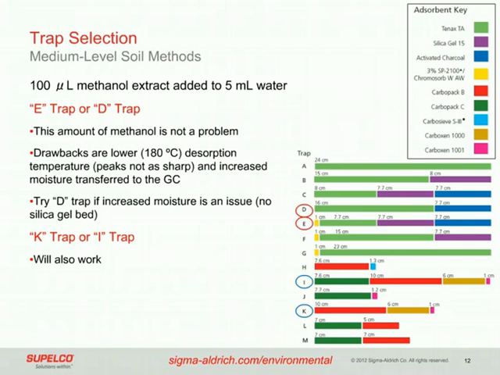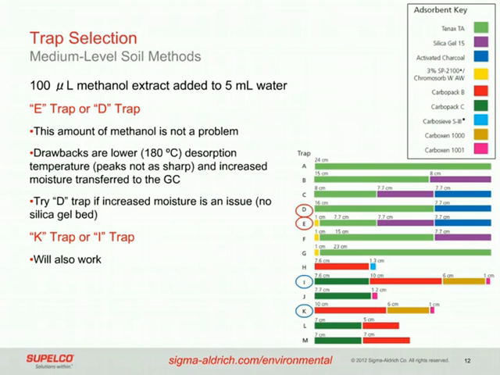The drawback is you will have a lower desorption temperature of 180 degrees Celsius because we do have a silica gel bed in there. So your peaks will not be as sharp. You'll have a little bit more moisture being transferred to the GC. If that moisture is too much of an issue, the D trap may be the better choice because it does not have the silica gel bed. Both the K and the I trap will work if you cannot dedicate an instrument for medium-level soils. I would recommend either the K or the I. Again, it depends on how large the project is and how many instruments are available.